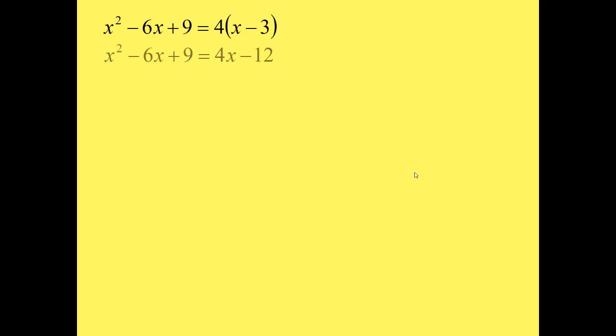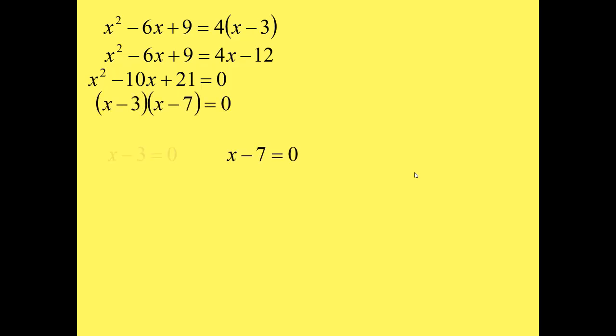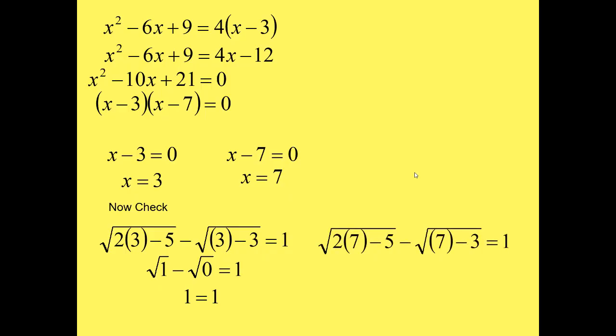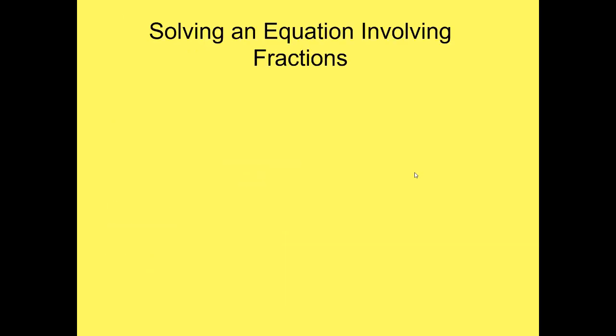Now, not FOIL, distribute the 4. Combine like terms, and then use a quadratic tool to solve this. This one is factor friendly. And don't forget to check your solutions. Plugging in the 3 works. Plugging in the 7, and the 7 works as well. So both work.